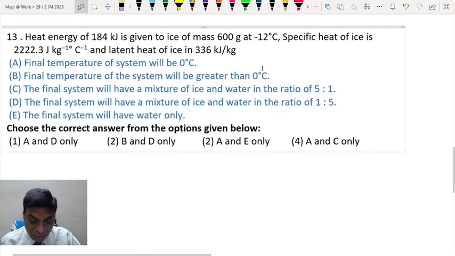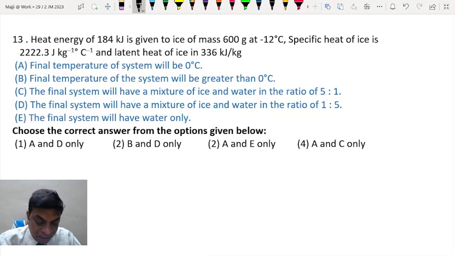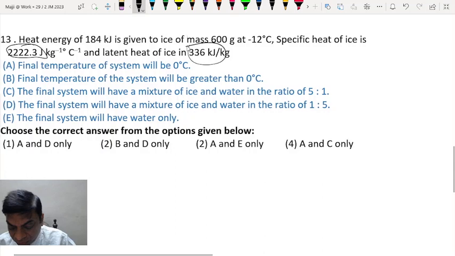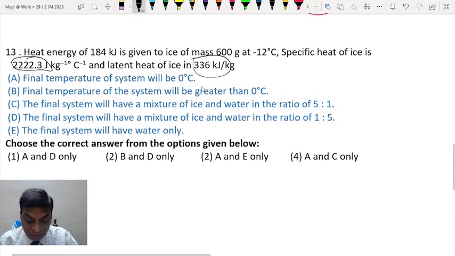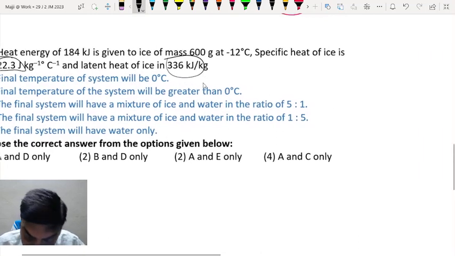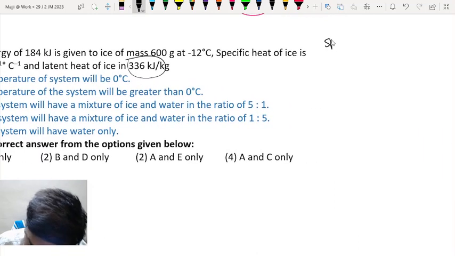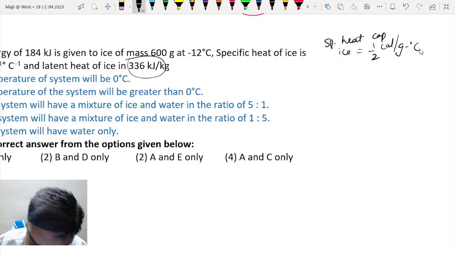The first thing I am going to do is handle the data in terms of calories. Okay, I don't want to use this data in terms of joule and all, because a lot of big numbers are coming. So I know the specific heat capacity of ice is around half calorie per gram degree Celsius.